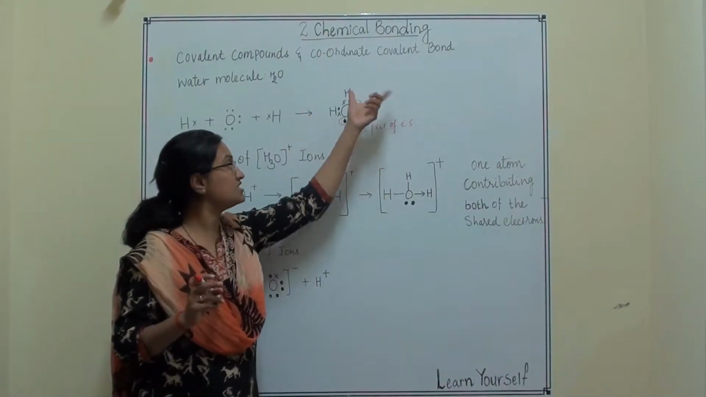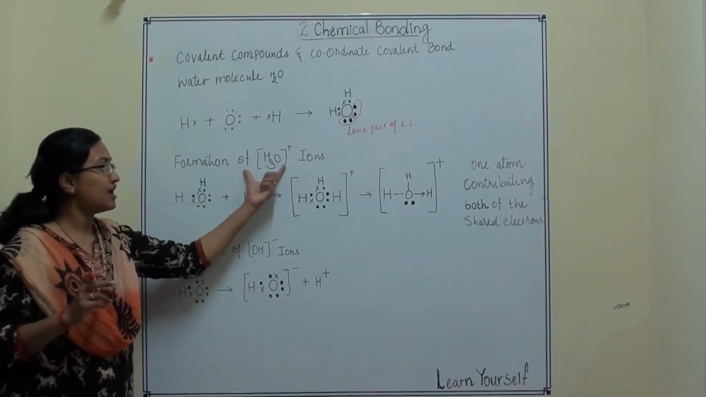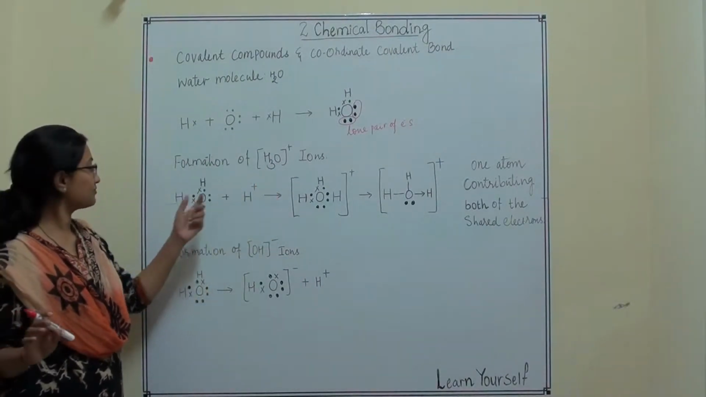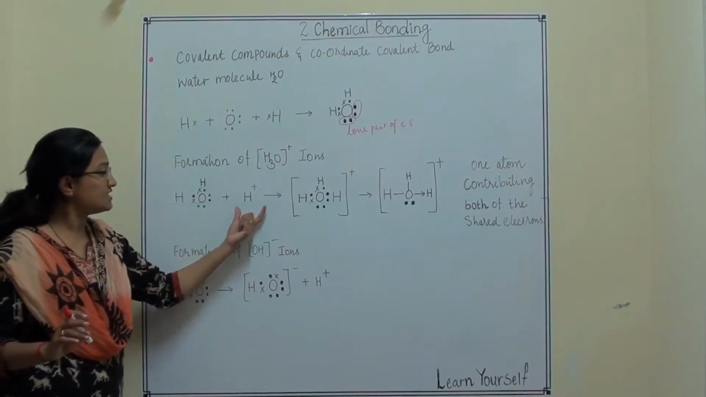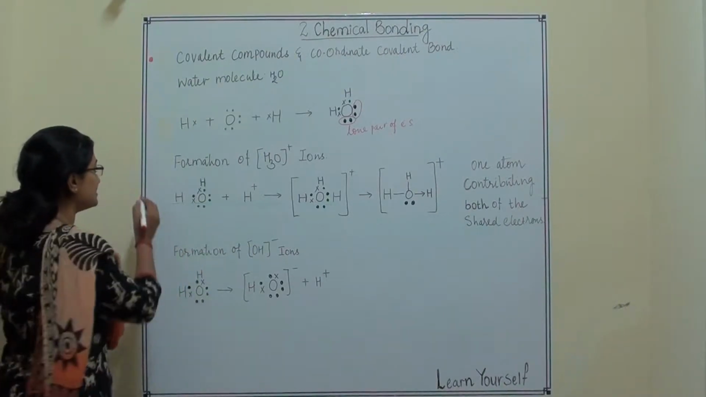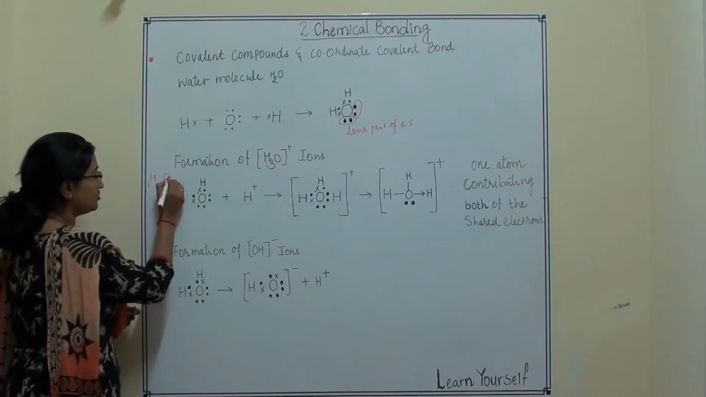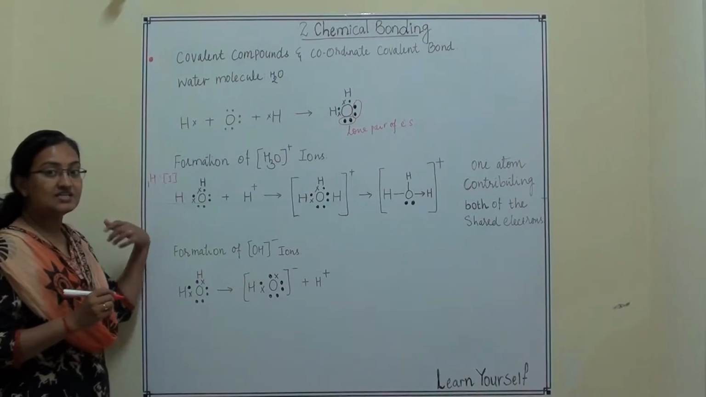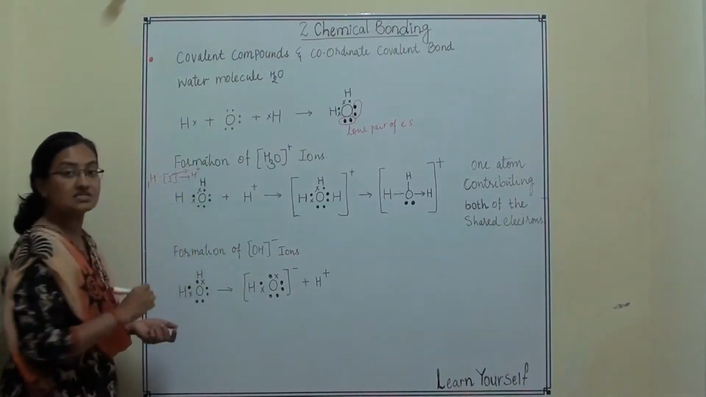Now we will see an example regarding that. That is the formation of the H3O plus ion. This is known as the hydronium ion. So here is our water molecule, and this is the H plus ion. How is this an H plus ion? Hydrogen has 1 valence electron. Its electronic configuration is 1. When a hydrogen atom loses its 1 electron, it forms an H plus ion.